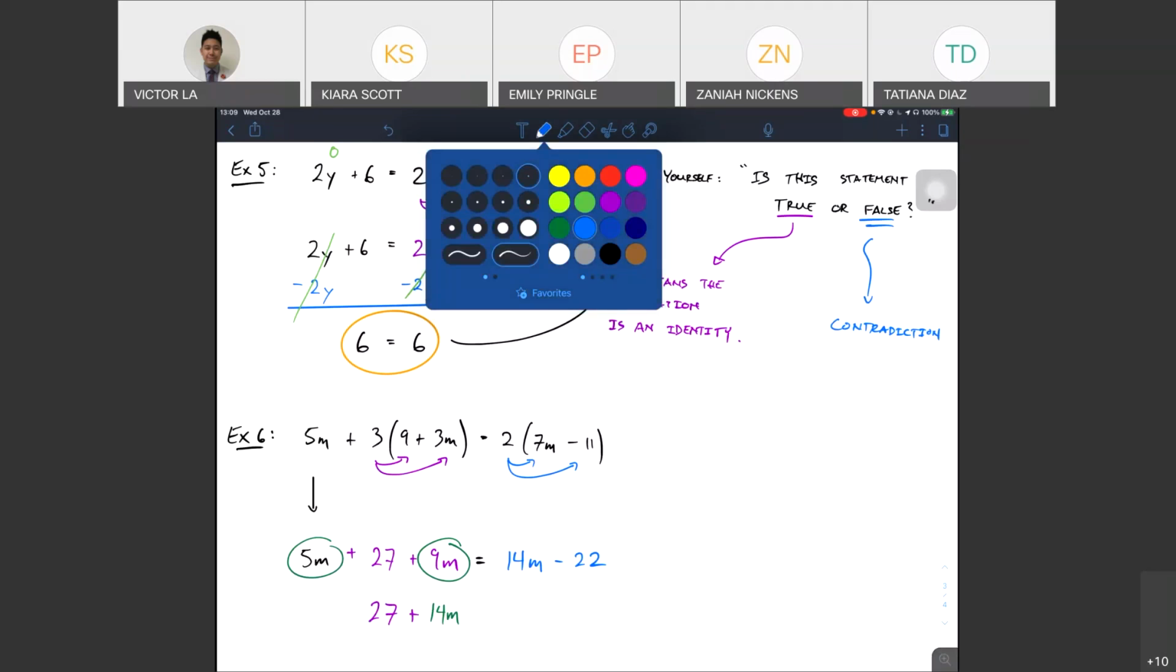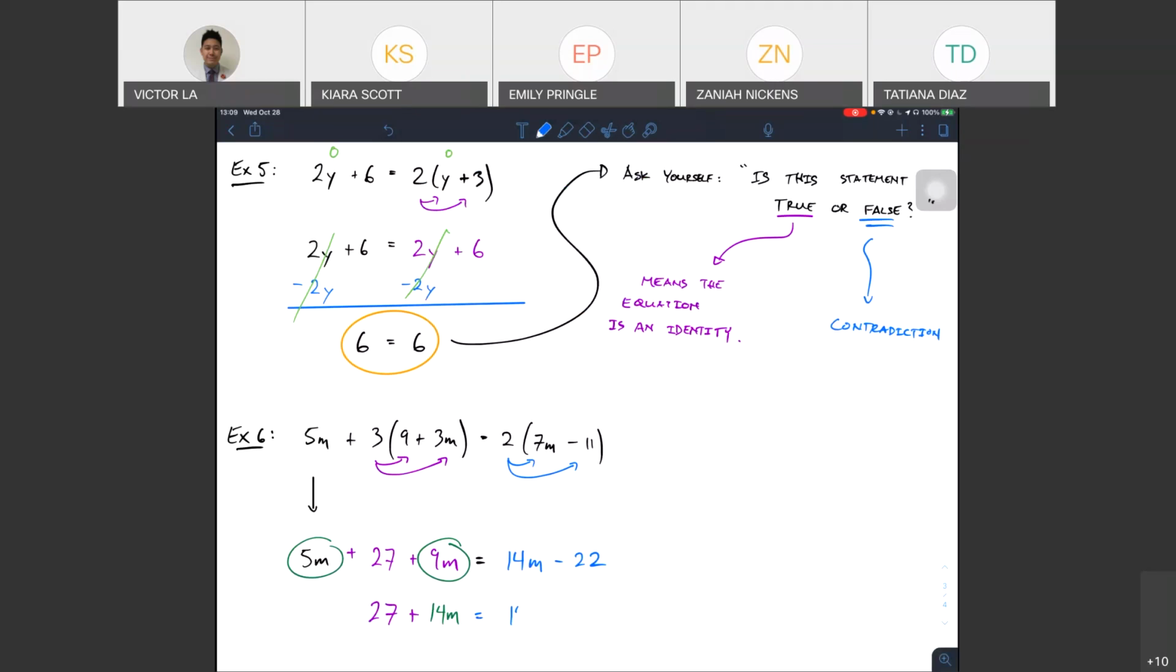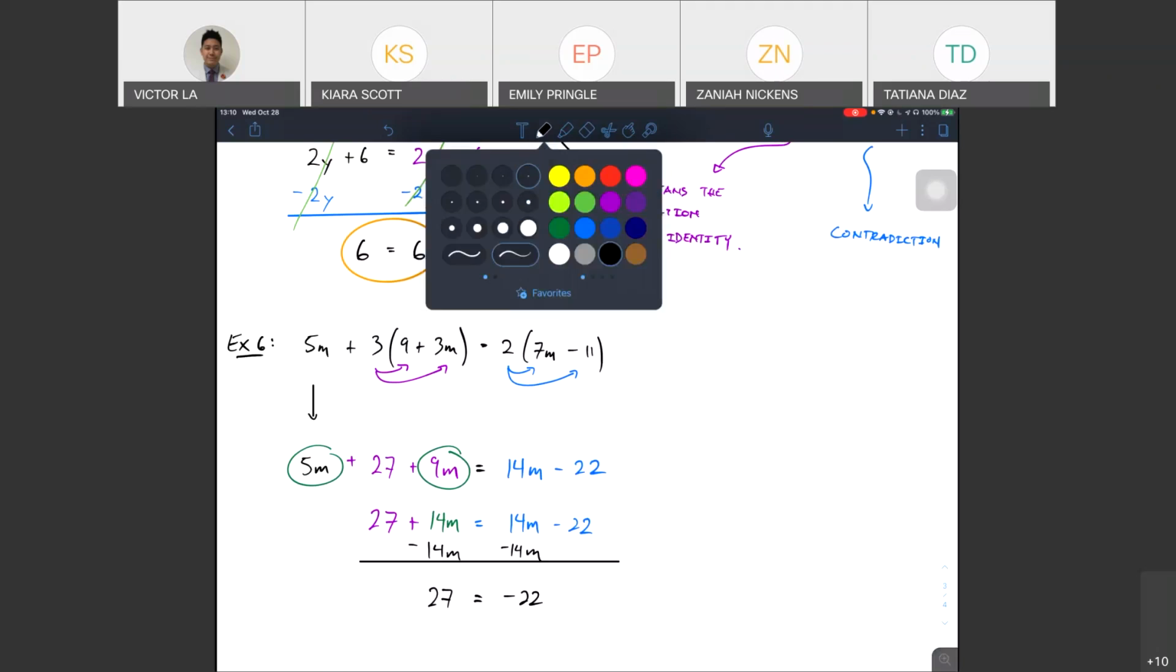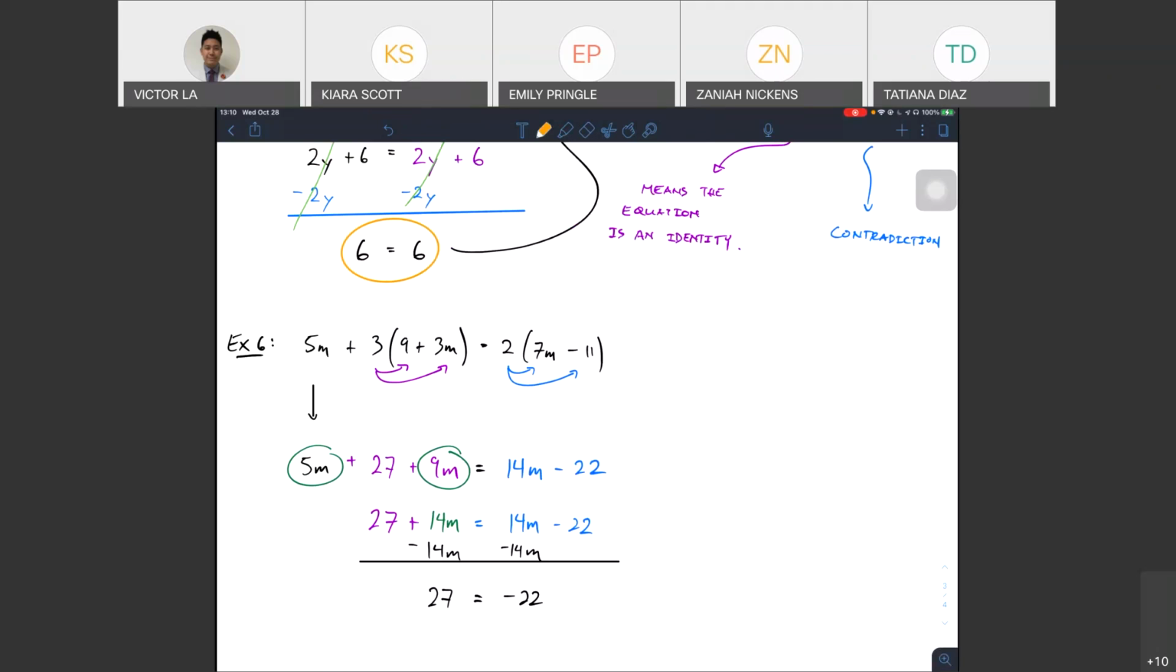And then we're left with 14m again minus 22. Now I'm going to scroll down a little bit and you can see that the 14m's are going to cancel. So those are gone, and we're left with 27 equals -22. So again, you ask yourself, is this a true statement? Hopefully, you say no, it's not.